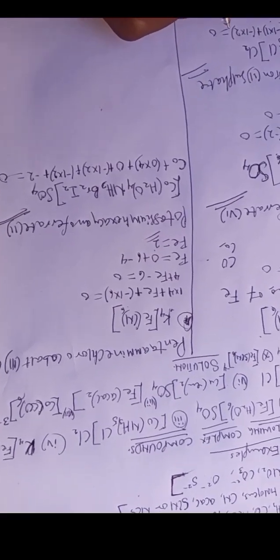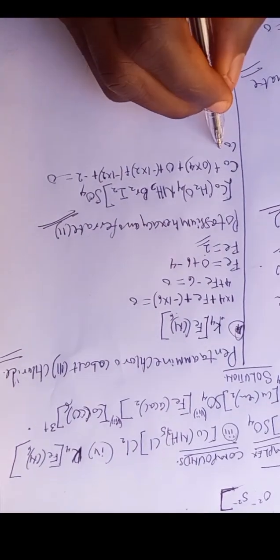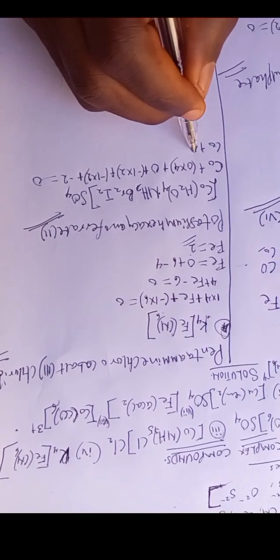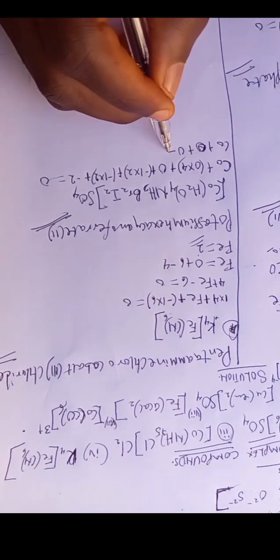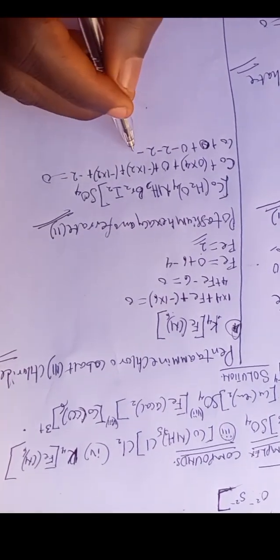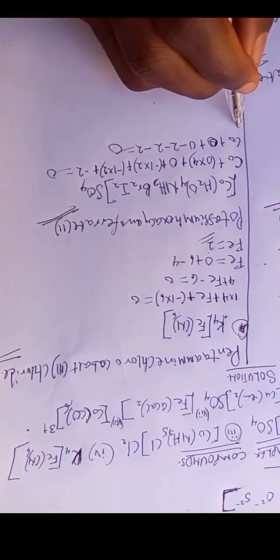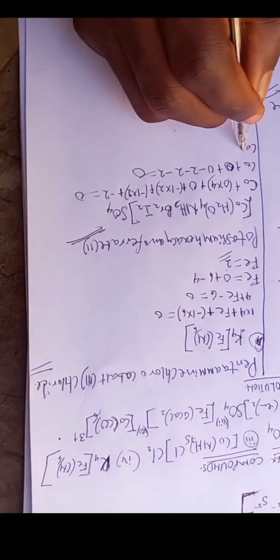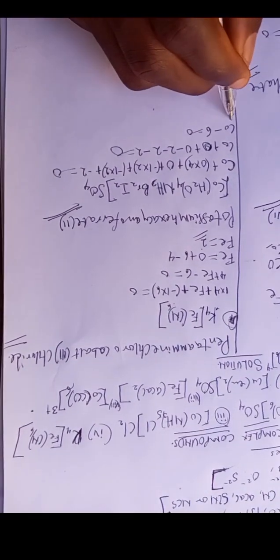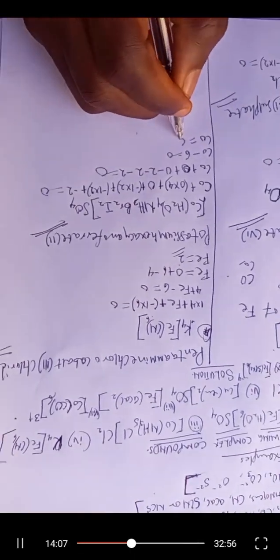Now, let me continue. Co plus 0 times 4, it is 0. Plus 0 minus 2 minus 2 minus 2 is equal to 0. So everything will be cobalt minus 6 is equal to 0. Then you're going to have cobalt is equal to 6.